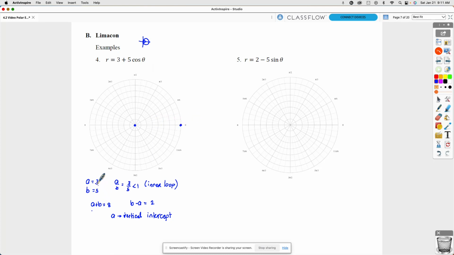And then we have b minus a is equal to 2. That would be the distance from the pole to the inner loop. That's this one, okay? And then your intercepts are at a, which is 3 and negative 3. 1, 2, 3, 1, 2, 3. We don't have to be perfect, but we want to at least know how the limaçon would look like.